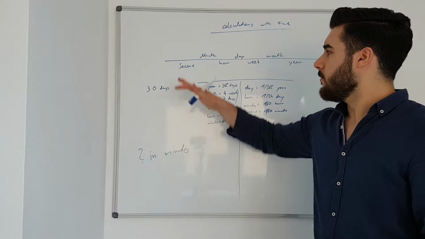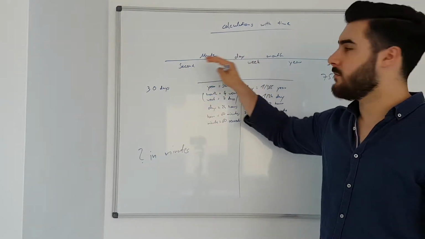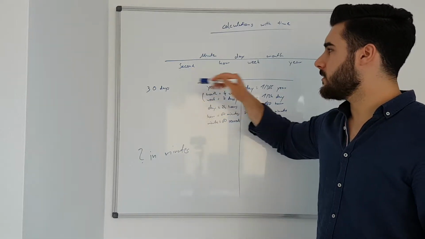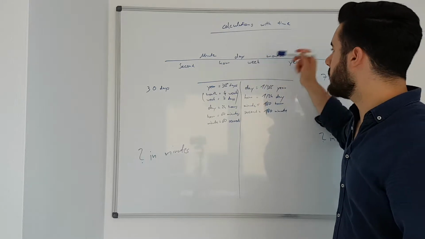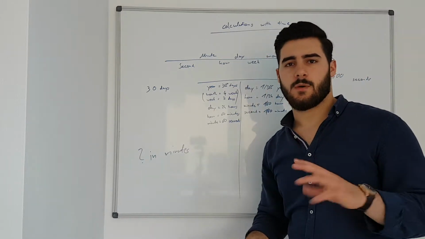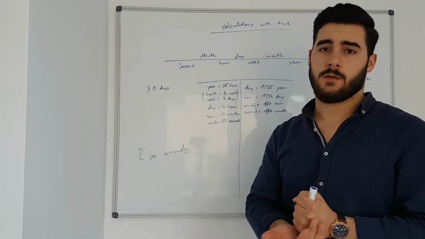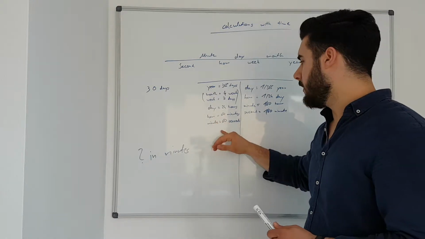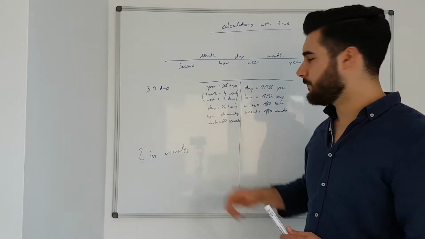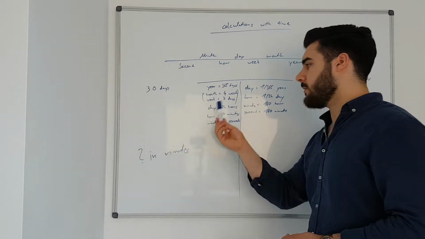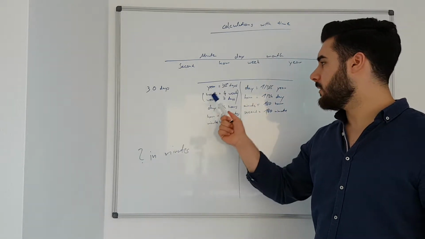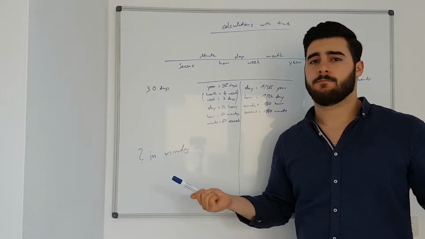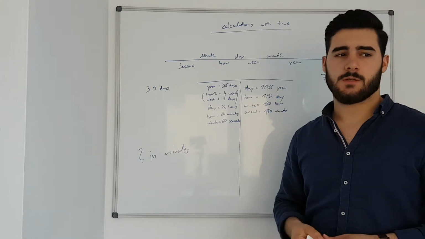So to start off, we go from left to right, from small to larger time units. We will start with seconds, minutes, hours, days, weeks, months and years. These are mainly the basic units that you use for calculating time. Starting on the left: 60 seconds are 1 minute, 60 minutes 1 hour, 24 hours 1 day, 7 days 1 week, 4 weeks 1 month, and 365 days is 1 year, which is nothing new basically.